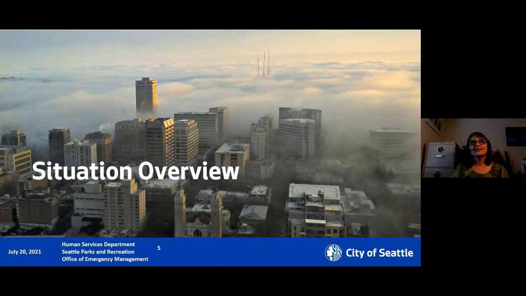So the picture on this slide shows an aerial view of some downtown buildings with much of the view obscured by low-level clouds. This is a good launching off point for this section on situation overview. The scenario we're talking about is a catastrophic earthquake, specifically a 9.0 Cascadia earthquake.